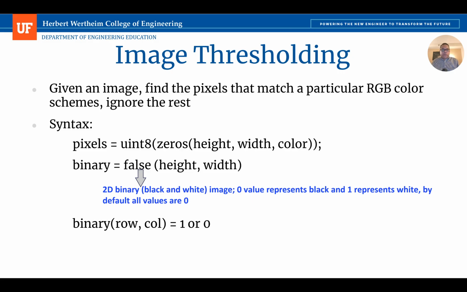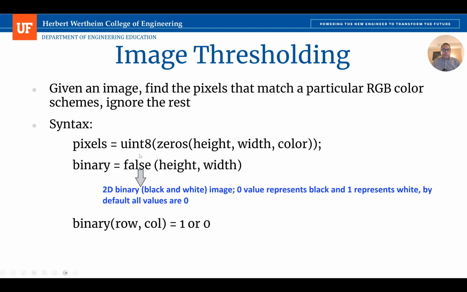So, about image thresholding. Here we use a couple of techniques for getting a specific value for the pixels, or getting a region that we want to recognize. Given an image, we want to find the pixels that match a particular RGB color, and then ignore the rest. That's very useful to get, let's say, a puck or a penny. The way we can do that is by converting the colors into black and white, or 1s and 0s.